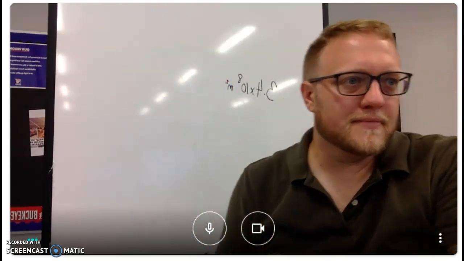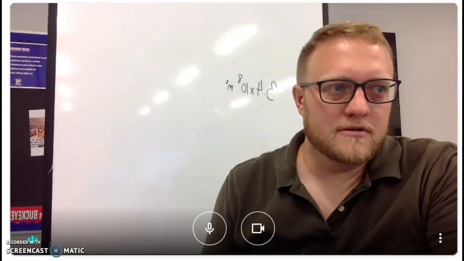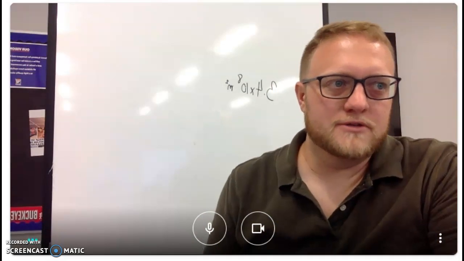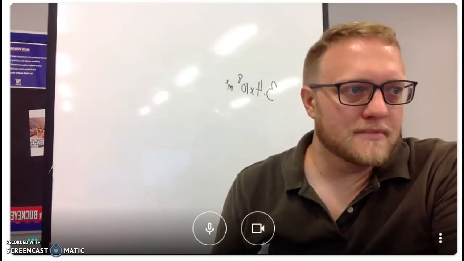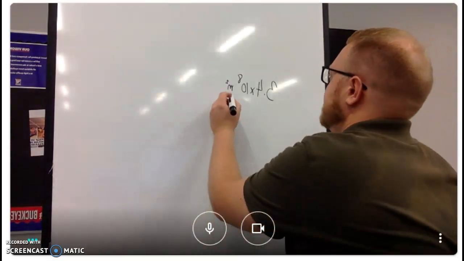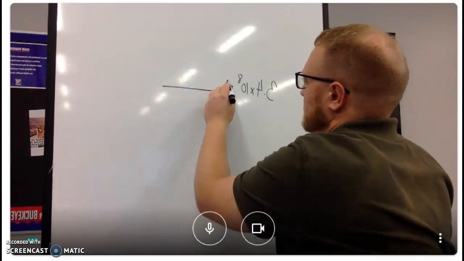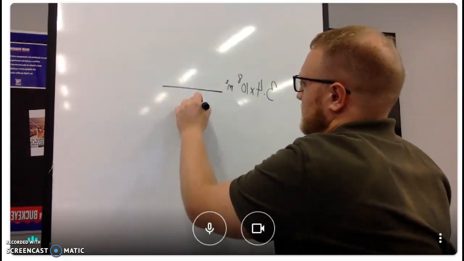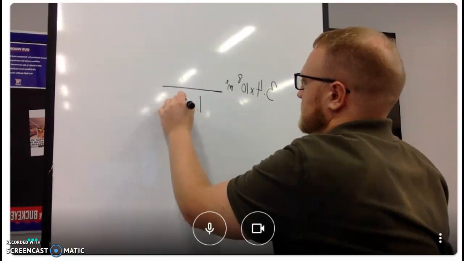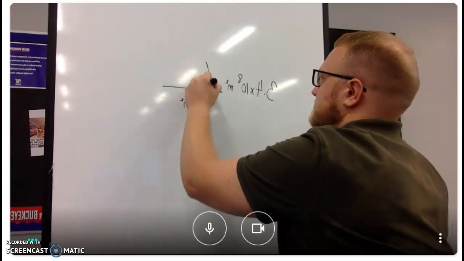Based on the information above the questions, 1 square mile is equal to 640 acres. So that's going to be our first step. This is square miles, so 1 square mile is going to equal 640 acres.